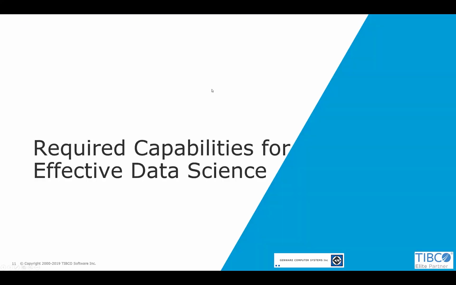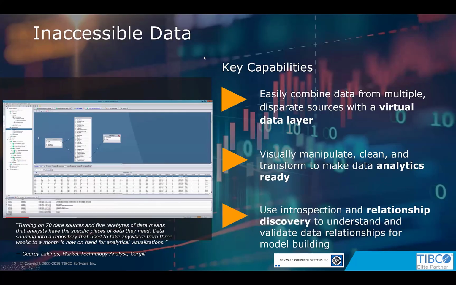So what are the required capabilities for effective data science? We spoke a little bit about inaccessible data or dirty data. So the key capability we see here, as I mentioned, is TIBCO Data Virtualization. This is the Data Virtualization Studio where you can take advantage of integrating and accessing data that may not easily be accessible. Then you can visually manipulate, perform some ETL to clean that dirty data, transform it, and then make it readily available for analytics or for data science downstream.